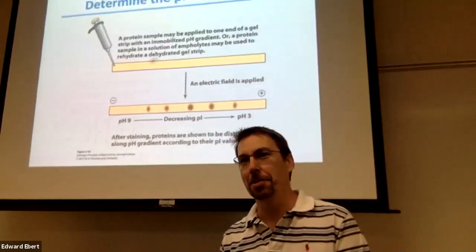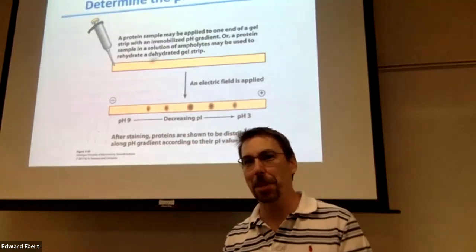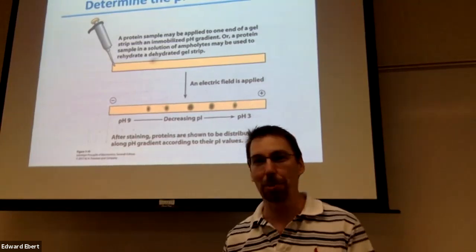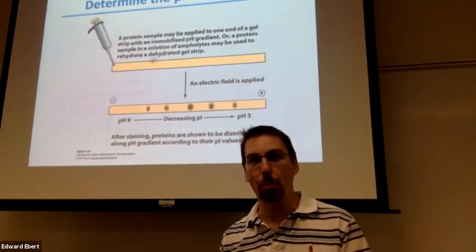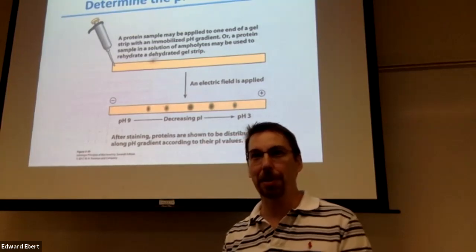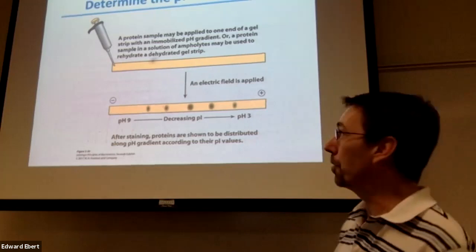Okay. So our SDS-PAGE gels are one way to do that. And again, we're linearizing it, so we're only looking at size. We can also use our polyacrylamide gels to figure out the isoelectric point of a protein as well.